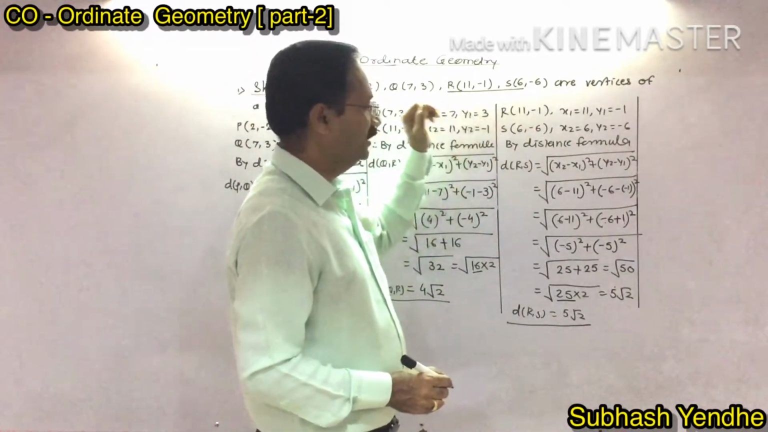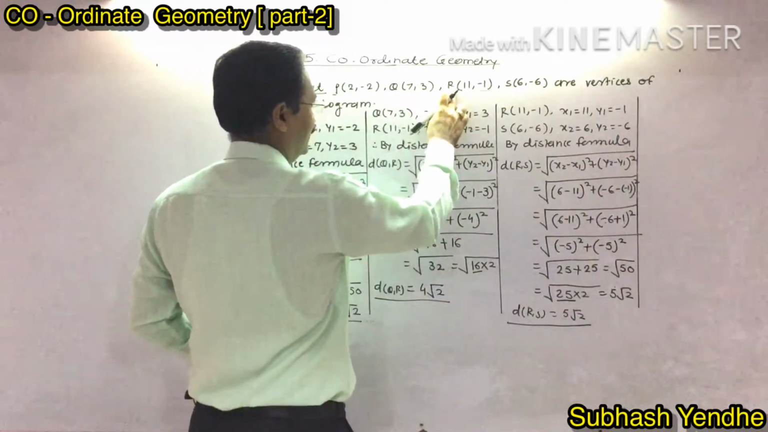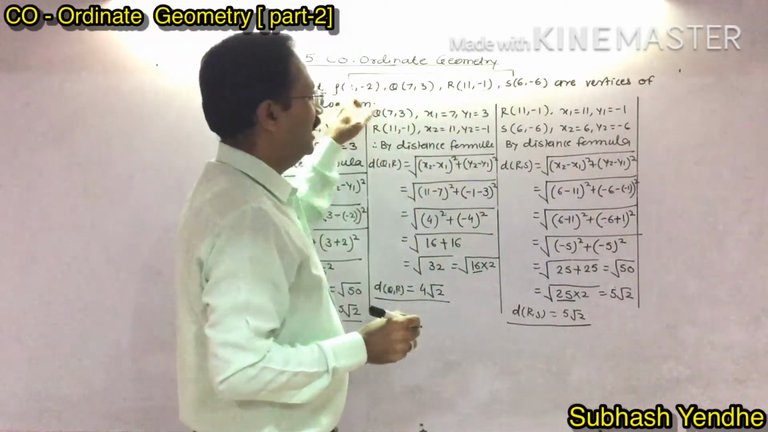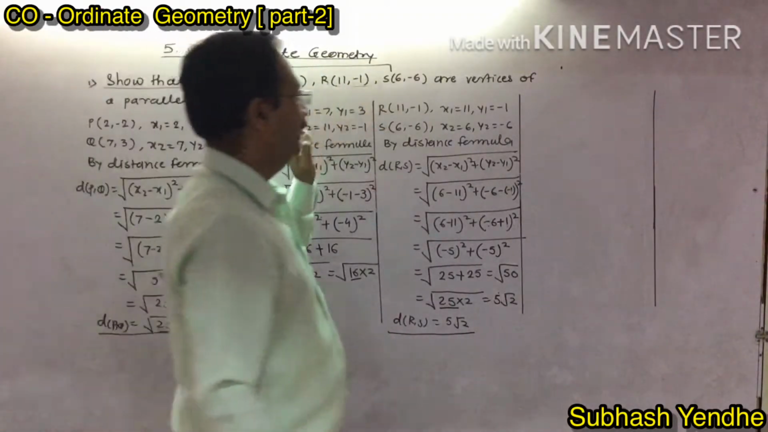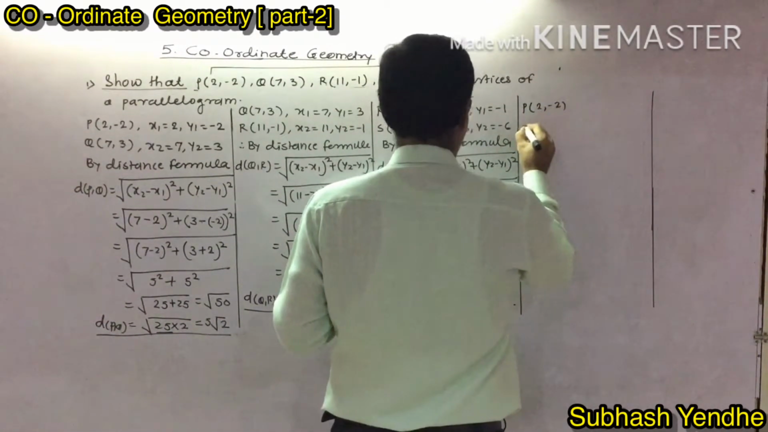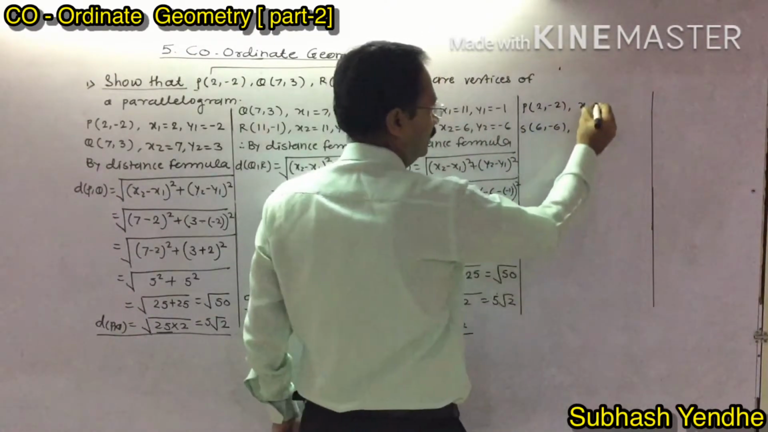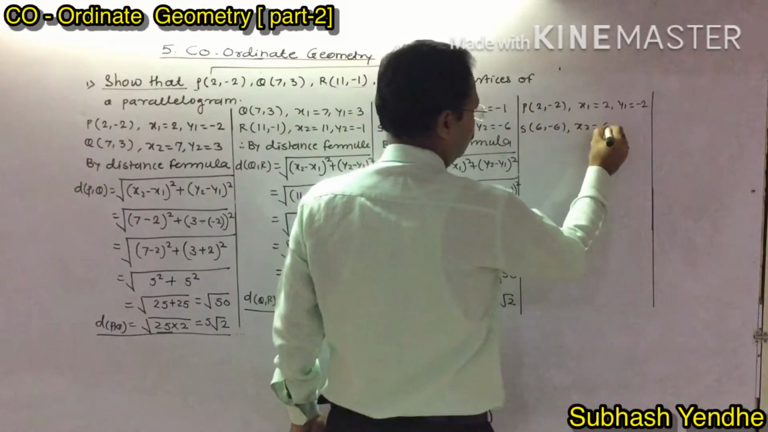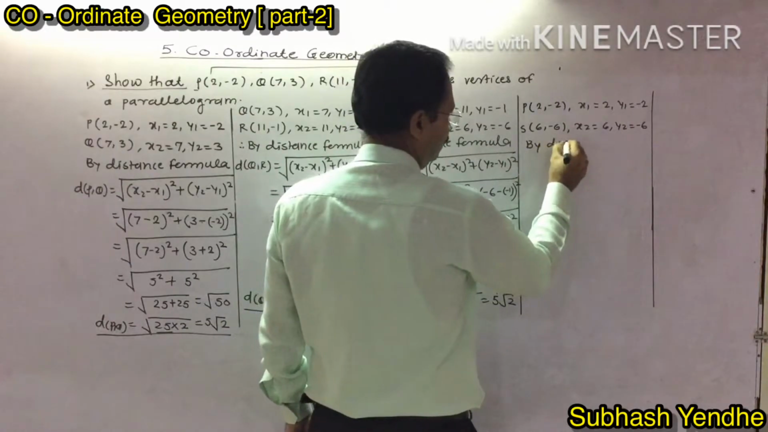Now let's start with the last one. Which is the last one? PQ is first, QR is second, RS is third. Then this is the last one, P and S. Let's find the distance between P and S. So here you have to write the coordinates of P, 2 and minus 2, and S is 6 and minus 6. So x1 equals 2, y1 equals minus 2, x2 equals 6, y2 equals minus 6, by the distance formula.